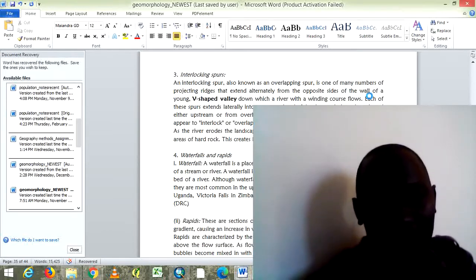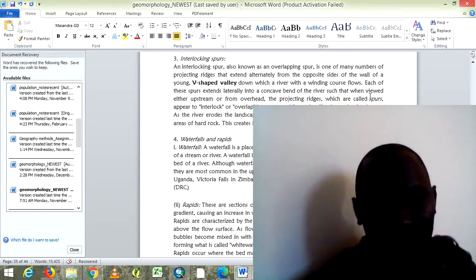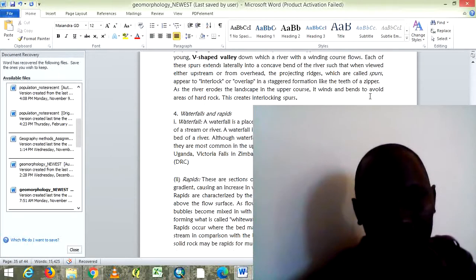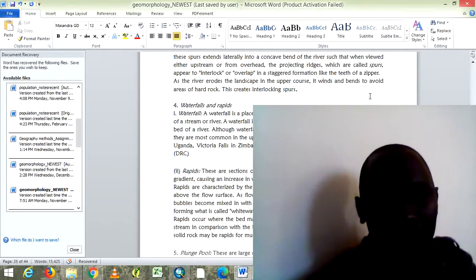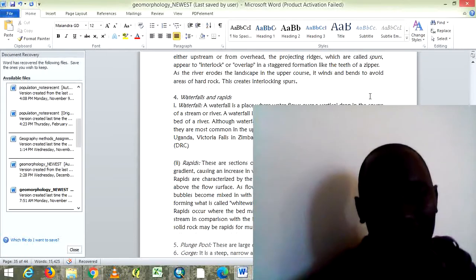That is where we have rapids, and we say rapids are characterized by the river becoming shallower with some rocks exposed above the flow surface. As the flowing water splashes over and around the rocks, air bubbles become mixed with it, and portions of the surface acquire a white color, forming what we call white water. It is from this term that you hear people talking about white water rafting on River Nile. Those white water rafting people are encountering rapids sections, where rapids are very common.